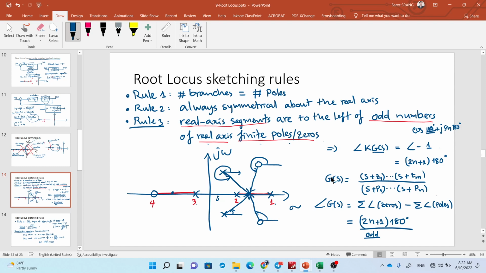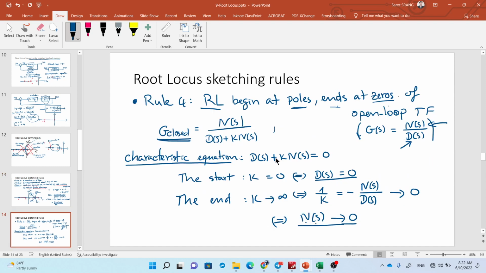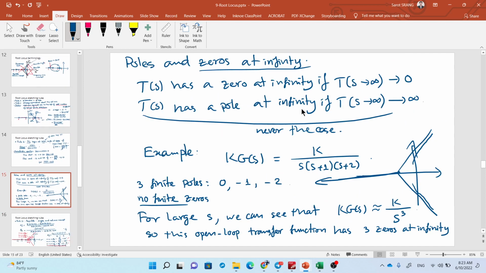Then rule number four, root locus always begins at poles. Pole here means pole of the open loop transfer function, and ends at zeros of the open loop transfer function. I have already demonstrated and explained in mathematical terms why we can state this rule.